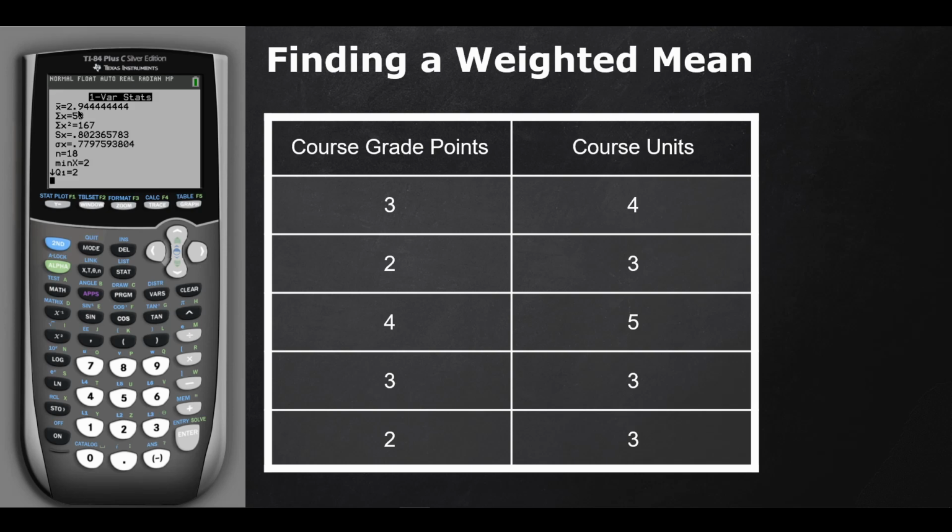So that's a 2.94444. Once more, I believe the weighted mean also follows the same rule as rounding to one more decimal place. However, for GPAs, it's a common practice to round to 2 decimal places. So Agatha's GPA for that semester was a 2.94. Man, those C's really take a toll on your grades, huh? Yep. But there we go.